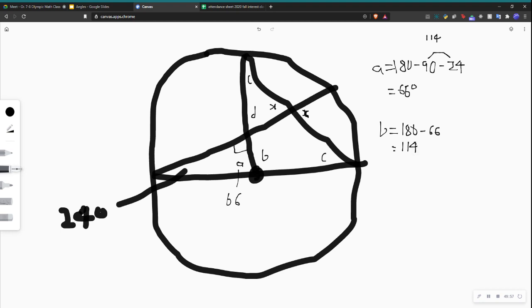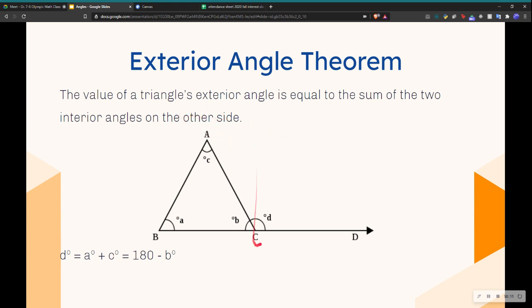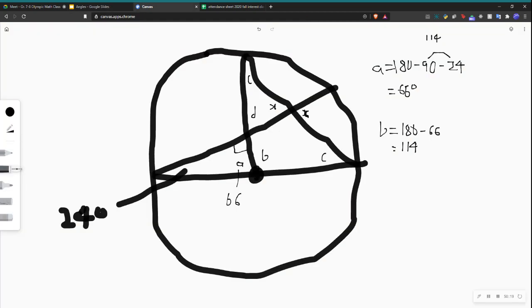What you'll notice is that I could have skipped solving for A and gone directly for B, because you can use the exterior angle theorem. We have two interior angles on the opposite side of one exterior angle. Over here you have 24 and 90. These are the two farthest angles away from angle B. So I could have used the exterior angle theorem to get 114, which is just 90 plus 24. So look, I got 114 here, also 114 here. No coincidence.